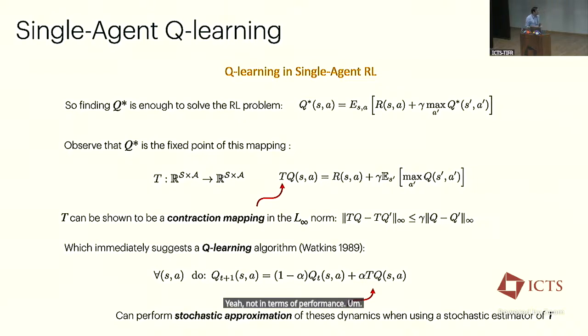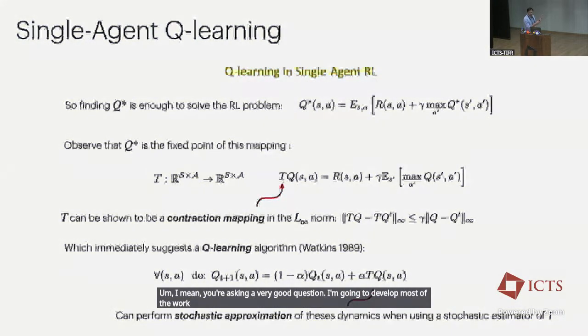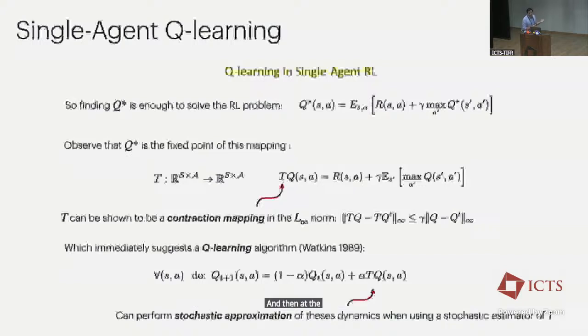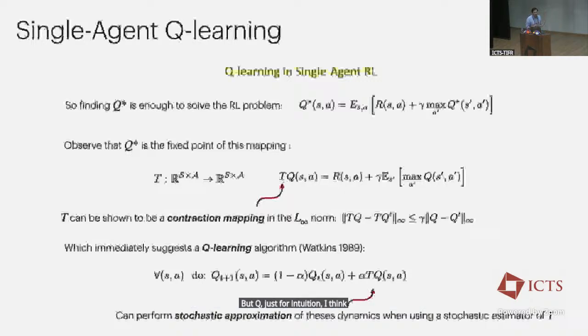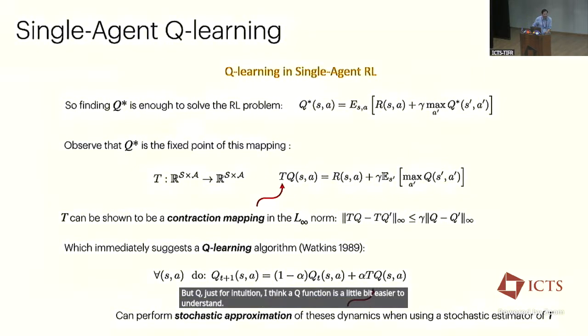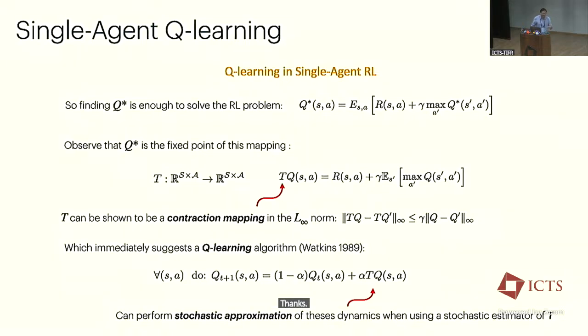What we'll actually see, you're asking a very good question, I'm going to develop most of the work based on Q functions. And then at the end, we'll see that value functions are actually more useful objects to operate in. But just for intuition, I think a Q function is a little bit easier to understand. But you're 50 slides ahead of me. Any other questions?